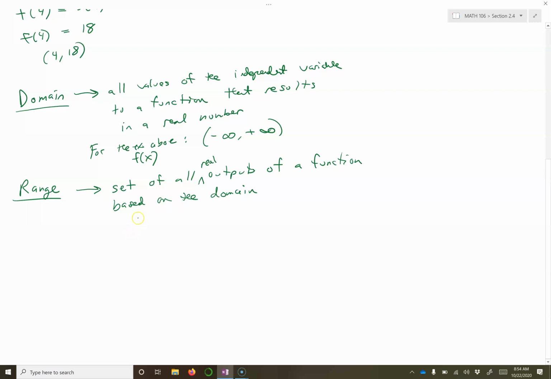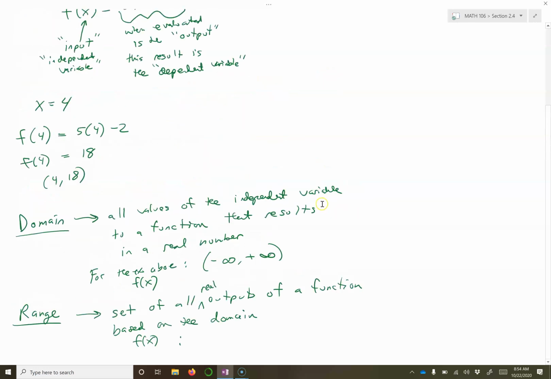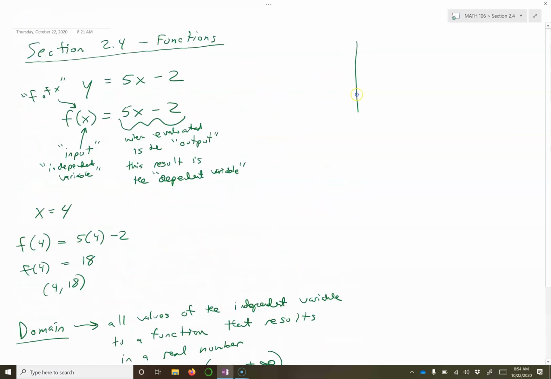Now, for a line, let's see. So for this f of x, what's the range? What do you think? So this is going to be the set of all real outputs for a line. Now, I'll actually even go ahead and graph this. Well, we know the y-intercept is at -2, and the rise is 5 over 1. So I'm going to go up 5 and to the right 1 because the slope is positive. So 1, 2, 3, 4, 5, 1.